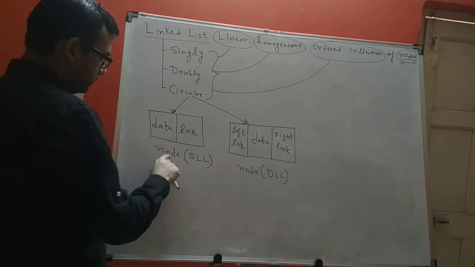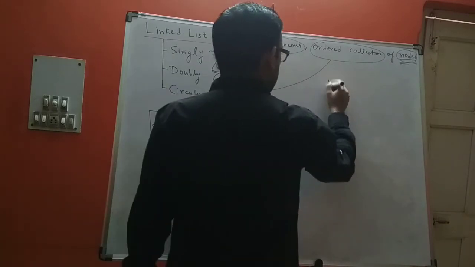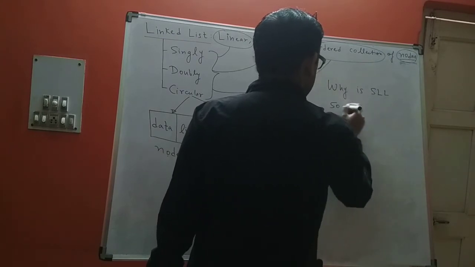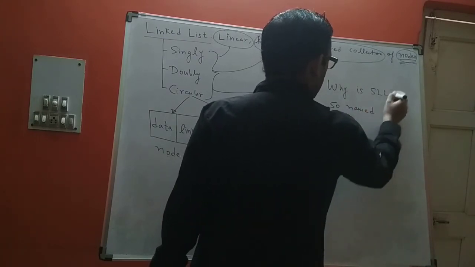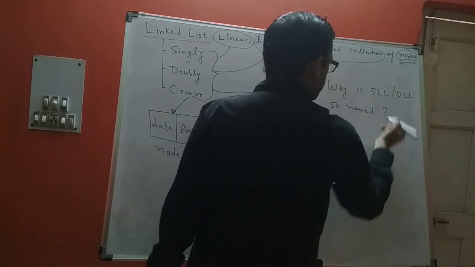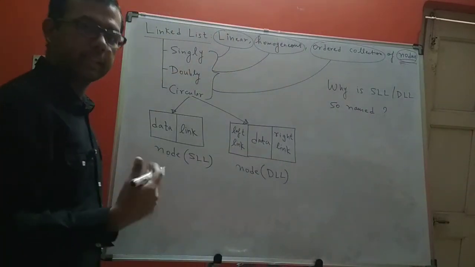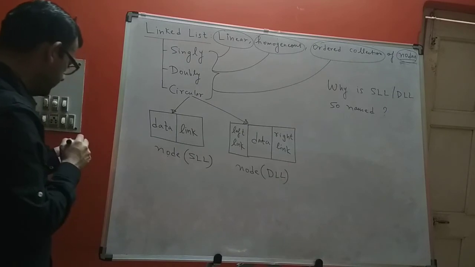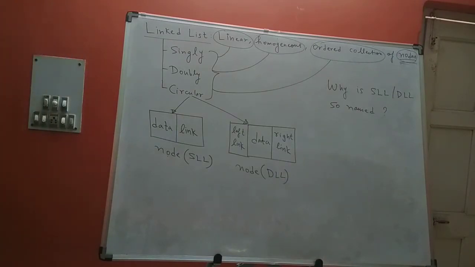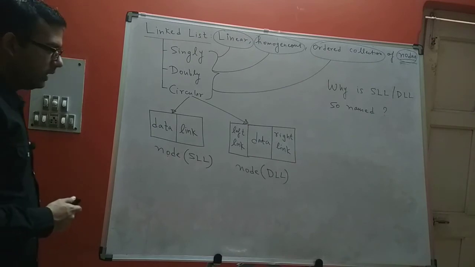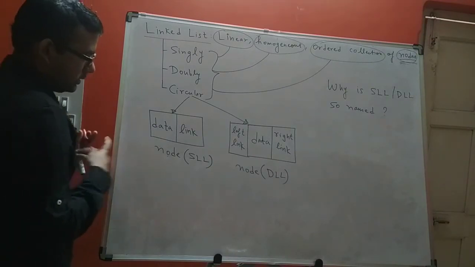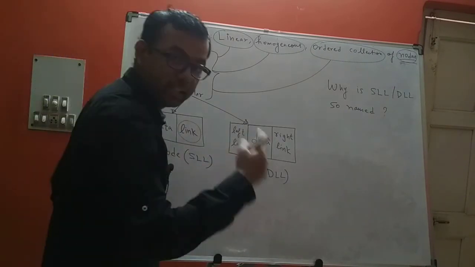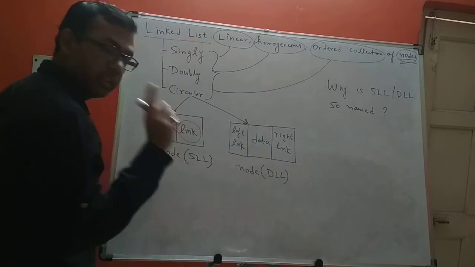Now, before I conclude, a question that is often asked is, why is a singly linked list so named? Or why is a doubly linked list so named? Why would you call a singly linked list a singly linked list, or a doubly linked list a doubly linked list? The reason is the link part. Look at the node format of a singly linked list. In a node of a singly linked list, there is only one link part. That is why it is called a singly linked list, because there is a single link part.